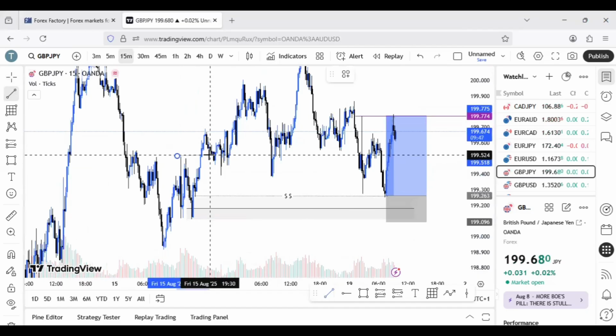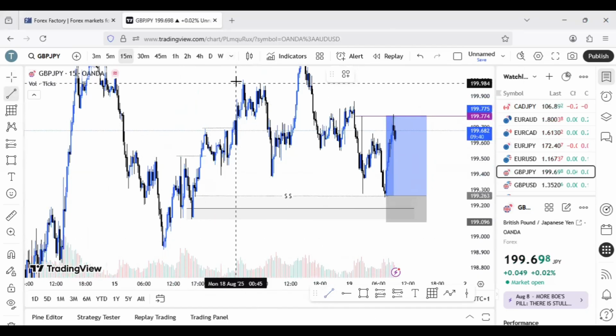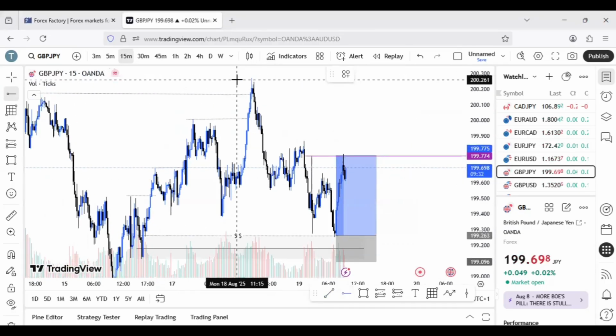Remember, always follow the trend. Follow the trend. Look for the unmitigated order block. If there's an inducement before it, perfect. If it goes against you, you learn. If it goes your way, you make profits. It's as simple as that.